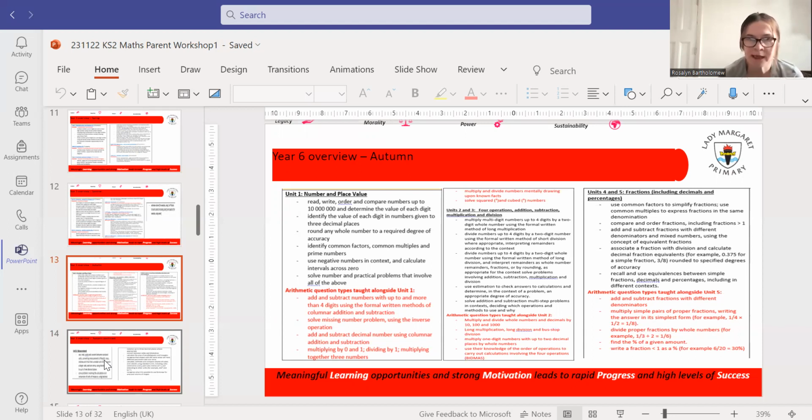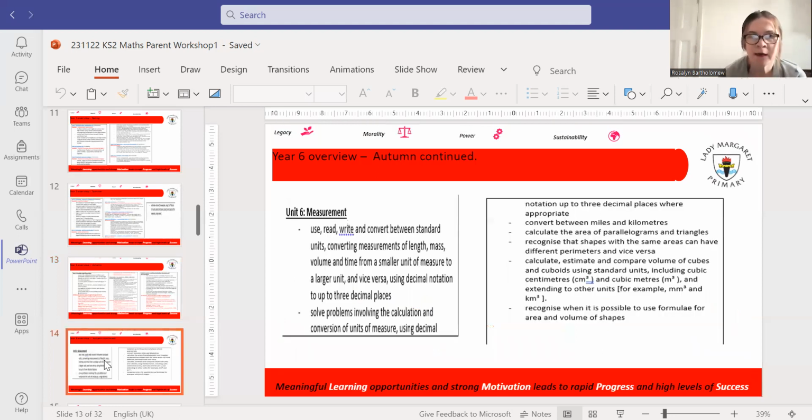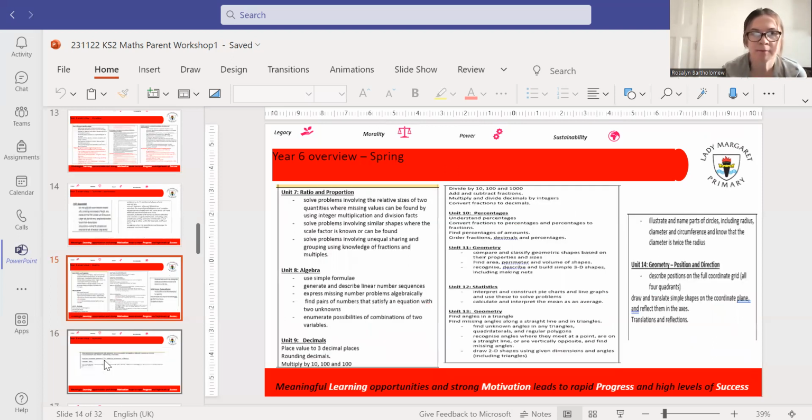Unit 1, again, number and place value. And in the red, you can see the arithmetic questions that are taught alongside the learning as well. Then they need to perfect their 4 operations, their addition, subtraction, multiplication, and division. And then they're moving on to fractions. You can see here, we've got decimals and percentages again, which they learned about in year 5. We've got some other topics in autumn, measurements, and they need to be able to convert between miles and kilometers. So using imperial measurements as well as metric.